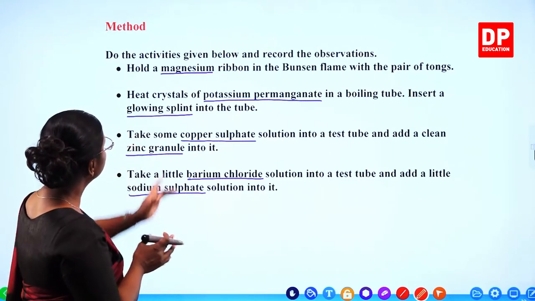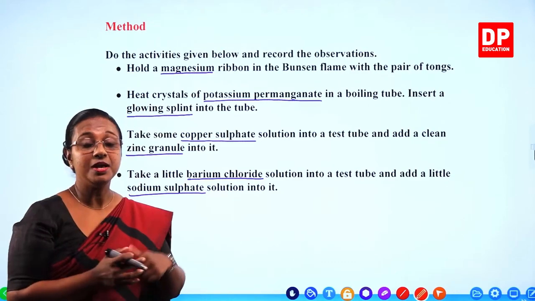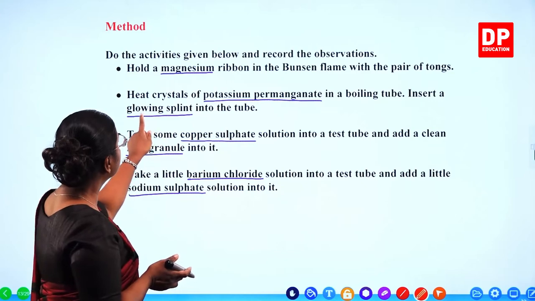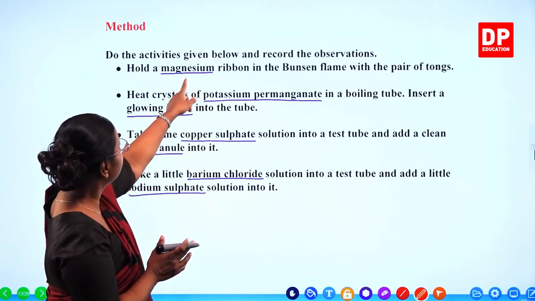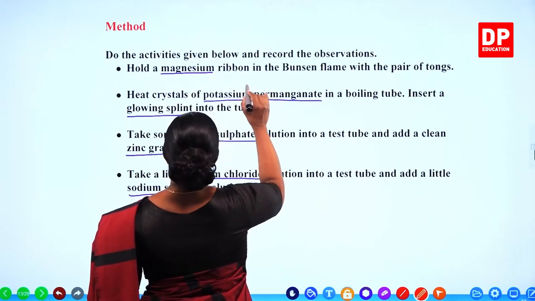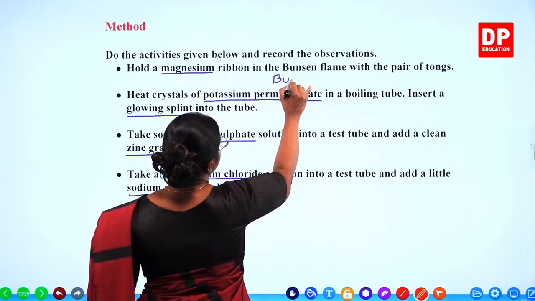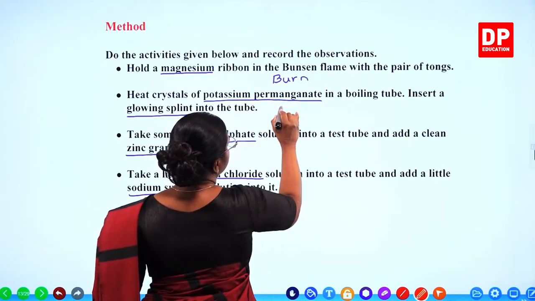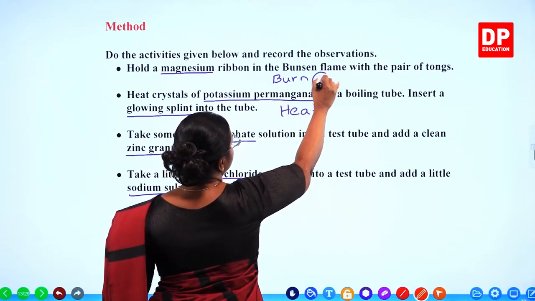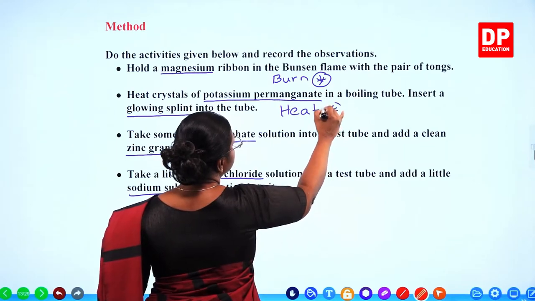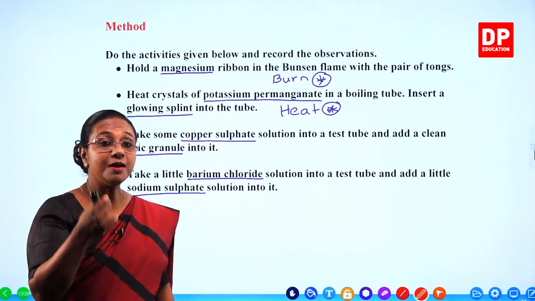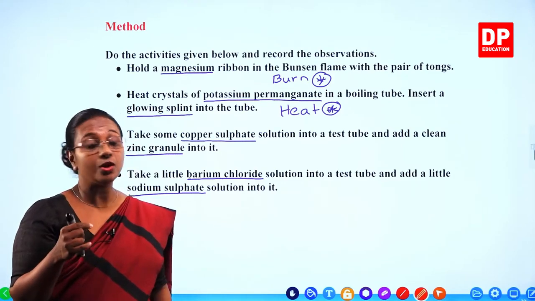In the first one, students, we have magnesium. As you already know, it will react with oxygen. Note, students, here we are burning. This is burn, this is heat. There is a difference. Here we will be holding it; when we burn it, we will hold it to the fire. So there, magnesium will react with oxygen.